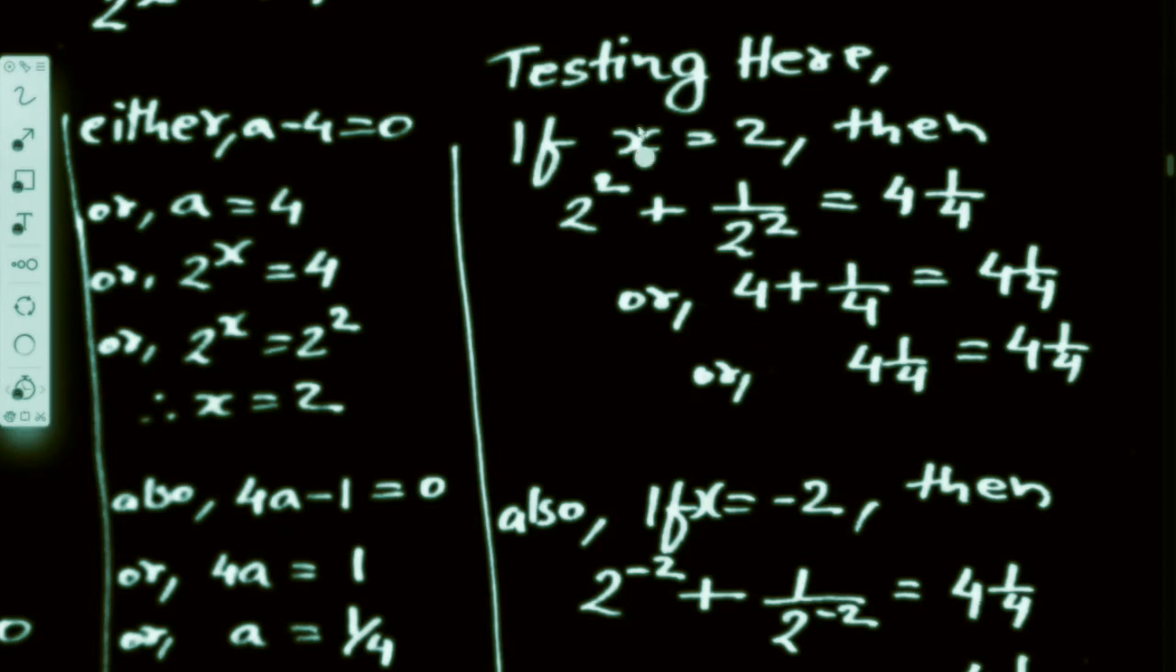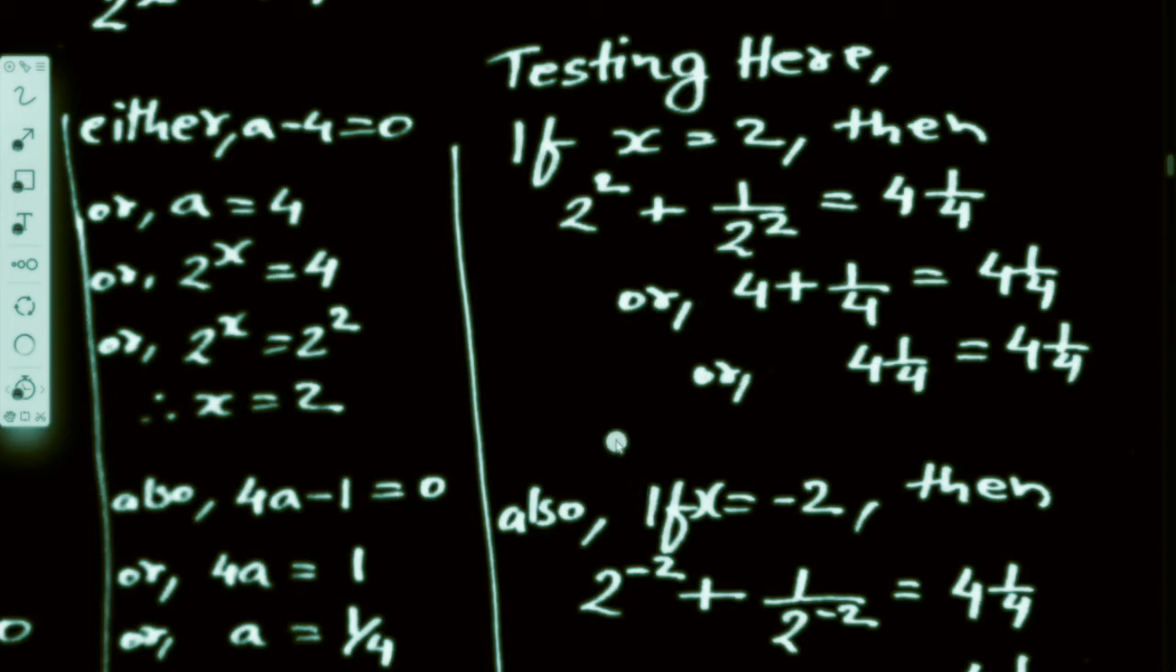See here, testing. Our first value is x equals 2, so if we use x equals 2 in every place of x, we get 2 power x plus 1 by 2 power x. In place of x, we should keep 2. Now 2 square plus 1 by 2 square equals 4, 1 by 4. 2 square means 4, plus 1 by 2 square means 1 by 4, equals 4, 1 by 4. Here both sides are the same. It means the value x equals 2 is right.